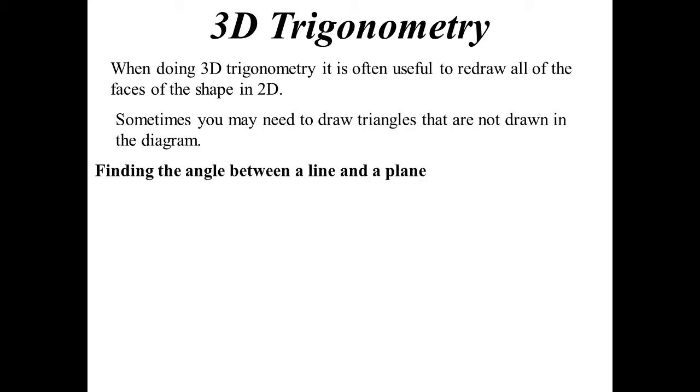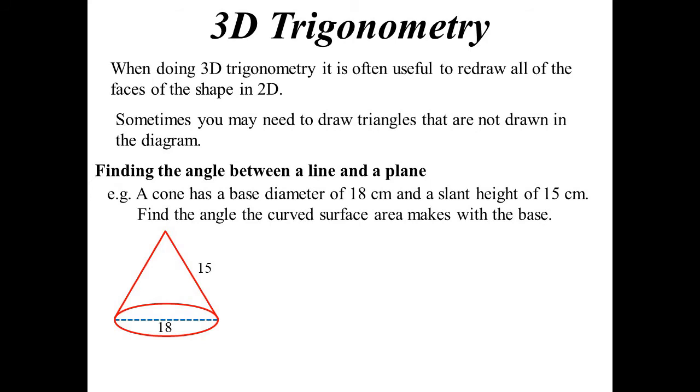Finding the angle between a line and a plane. So a flat surface and a line. So we use this as an example. This cone has a diameter of 18 centimetres. We know the slant height of the cone is 15. We want to find the angle the curved surface area makes with the base.